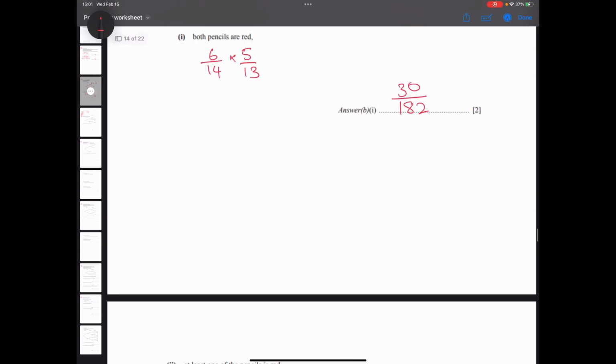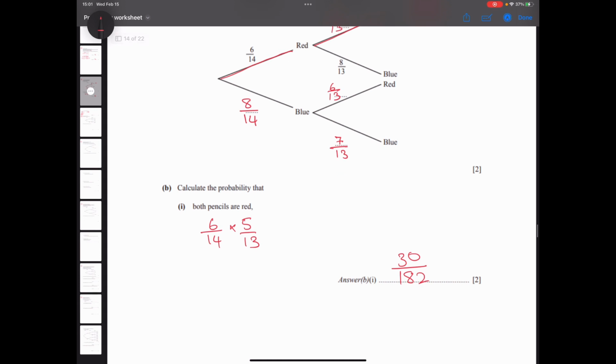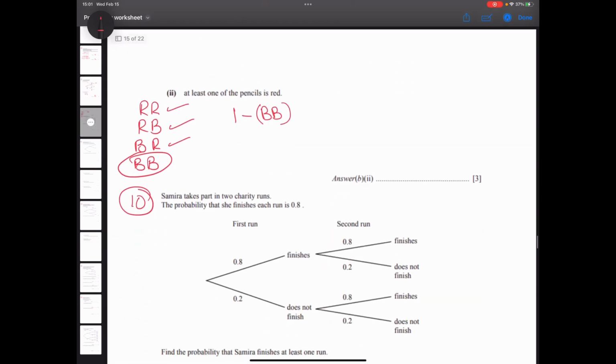Blue, blue is going to be, going back to the tree diagram, 8 over 14 times 7 over 13. 8 times 7 is 56 over 182. So then 1 minus 56 over 182 is 126 over 182.